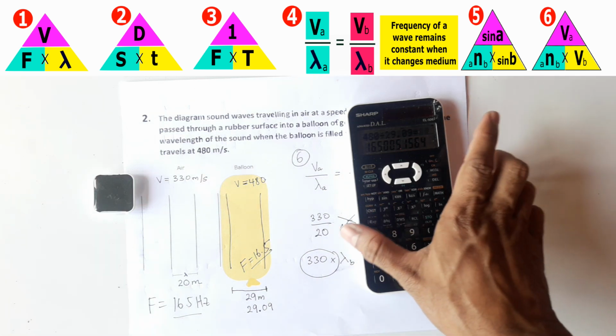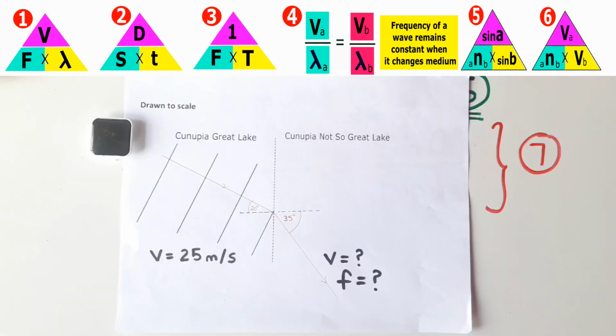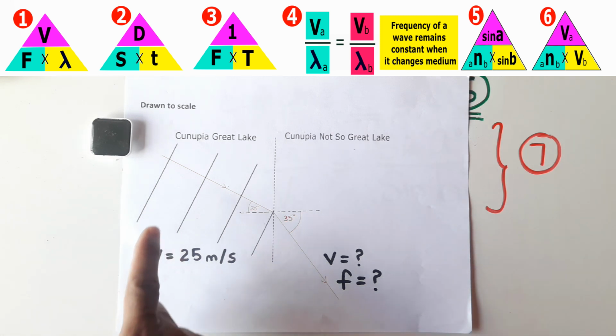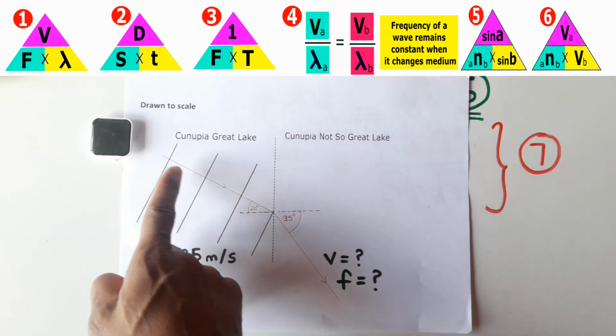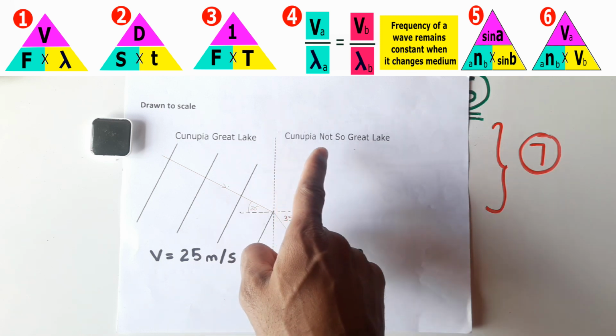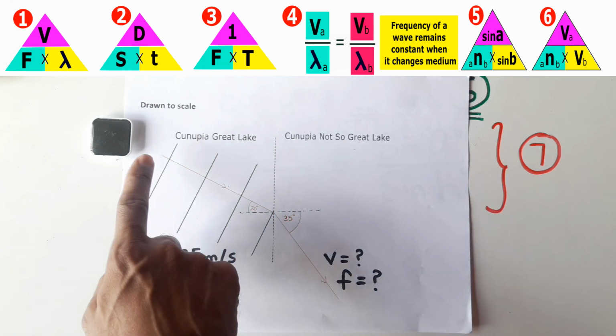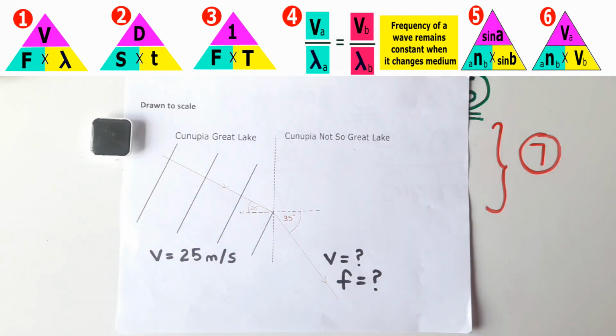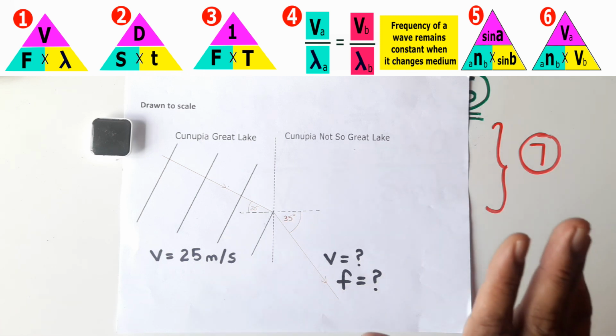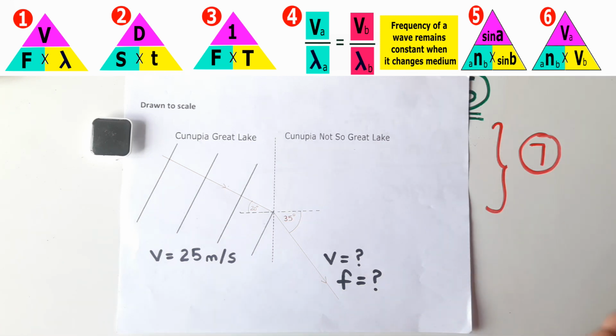All right, guys, let's try another question. Here we have a top view diagram once again, and what we have here is water waves coming from the Cunupia Great Lake, and it's trying to enter the Cunupia Not So Great Lake. Now, obviously, we're going to assume that the depth of both lakes are different. I'm not saying which one is deeper and which one is shallow as yet, okay? We'll do the calculations and determine which one is deeper.